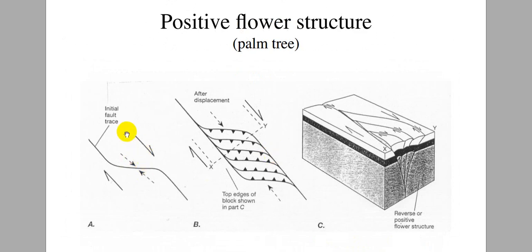If we take a cross section along one of these bends, this restraining bend, it will appear like this, what's called a flower structure. The cross section here is a flower structure, because it looks like a flower. If it crosses a restraining bend, a compressional pop up structure or compressional duplex, it will give us what's called a palm tree, like this.